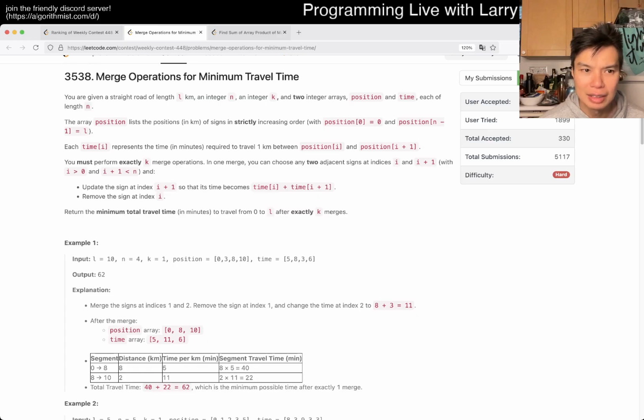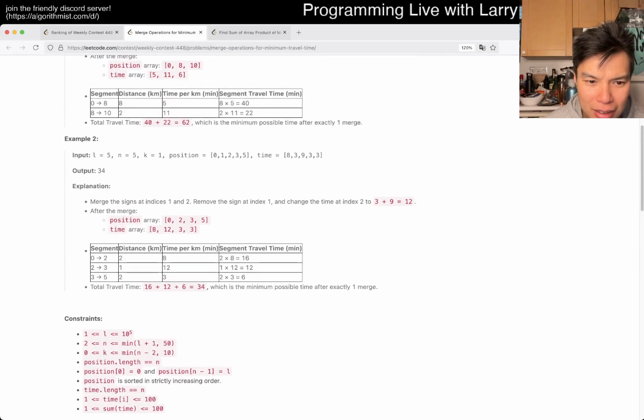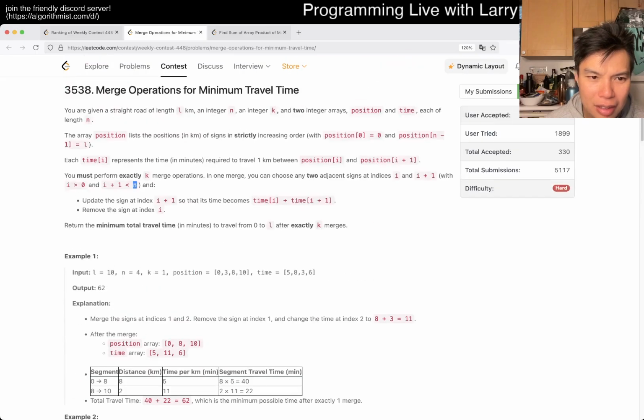What is n? I plus 1 is less than n. Can you merge with the last one? It's actually unclear. So you can choose I. So you can merge with the first one.